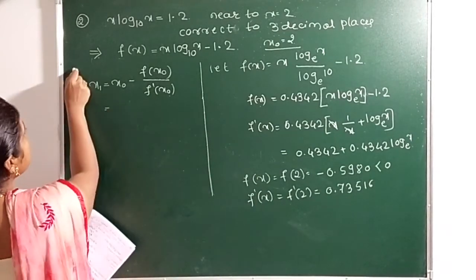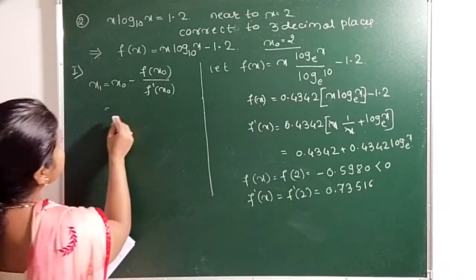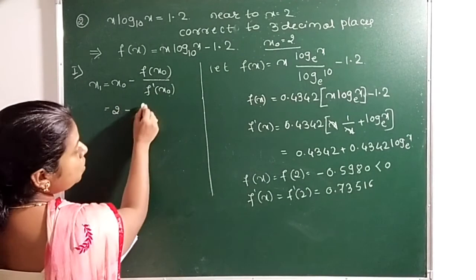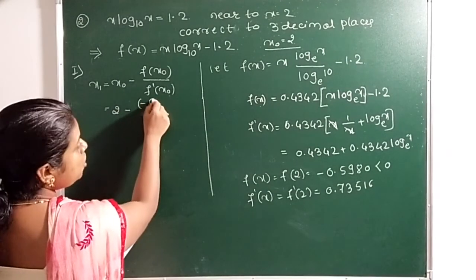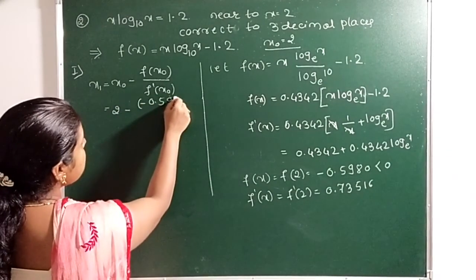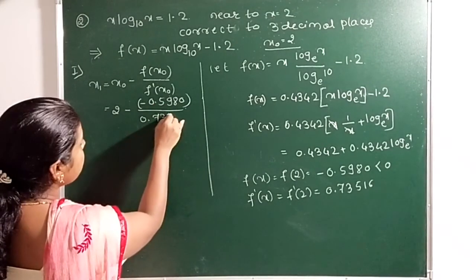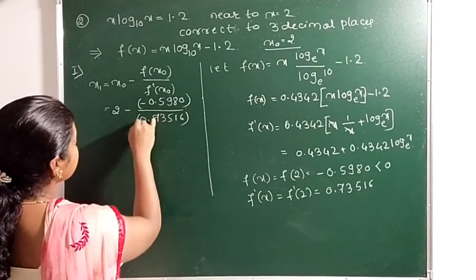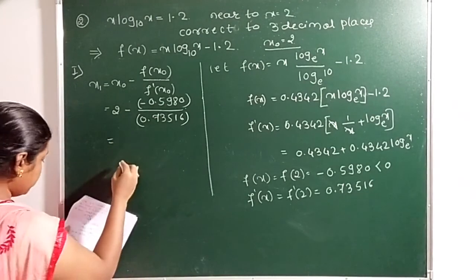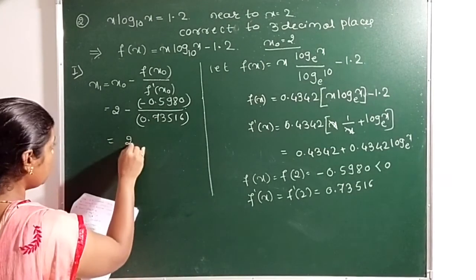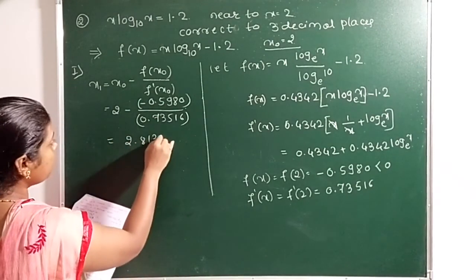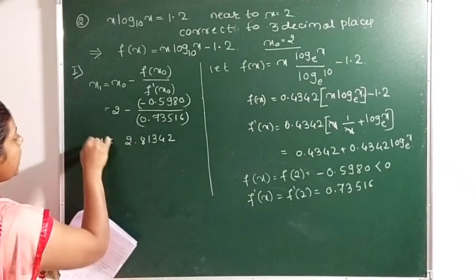Now here the first iteration we have to take directly. x1 is equal to x0, that is 2, minus 0.5980 divided by 0.73516. After simplification of this, you will get 2.81342. This is the x1 value.